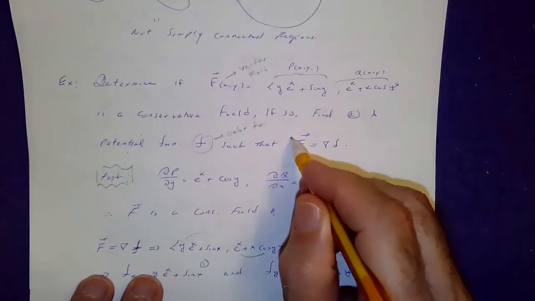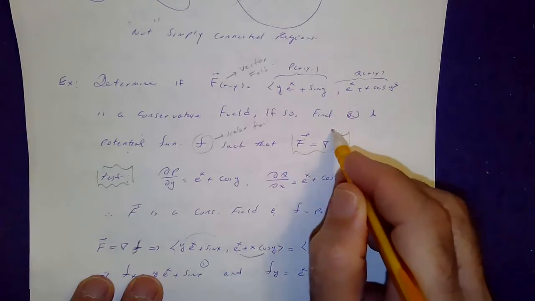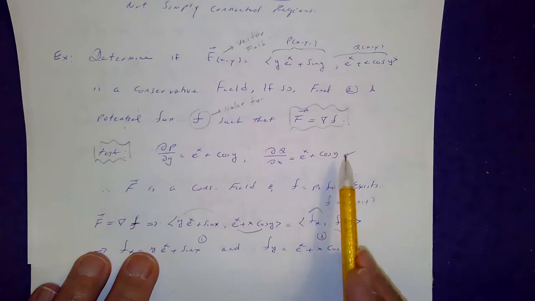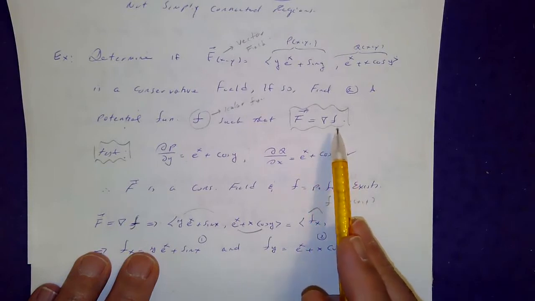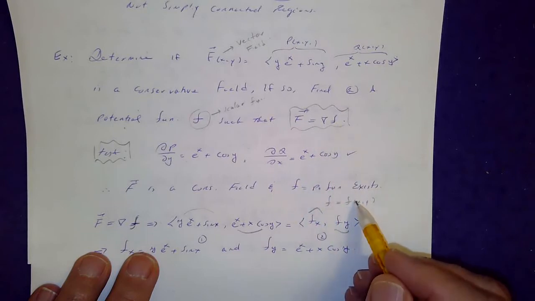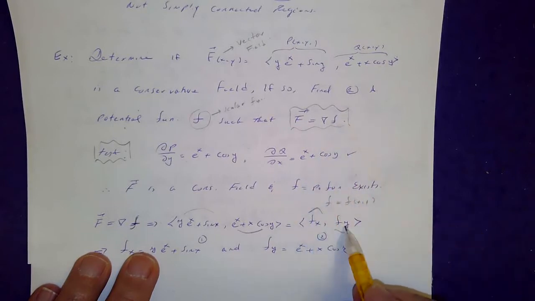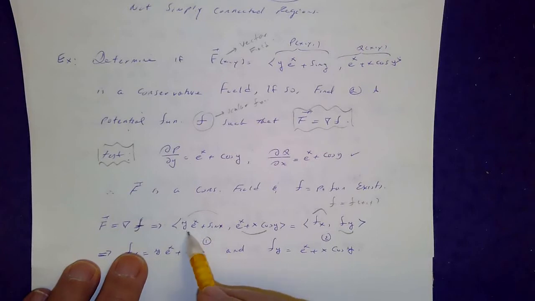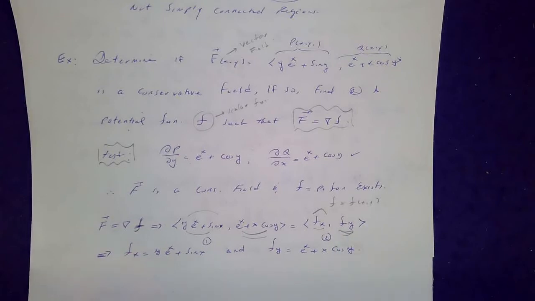Because the field by definition is the gradient of a scalar field. So that means the vector field is the gradient of a two-dimensional scalar function, namely f. But the gradient of f is a vector whose components are partials. So that means this guy is partial of f with respect to x, and this guy is partial of f with respect to y.